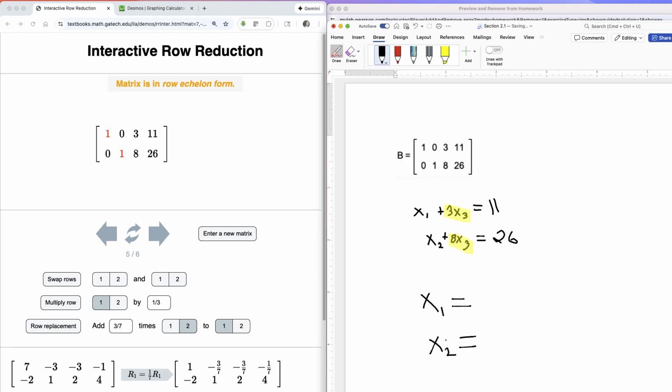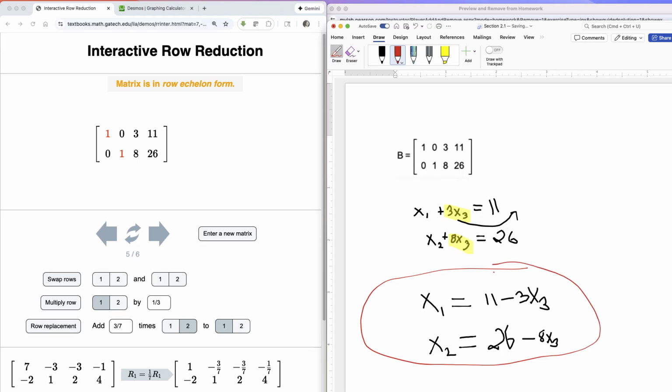x1 equals 11 minus, I subtract a 3x3 on both sides, right? And that brings it over here. I do this one also: 26 minus 8x3. So these are the two equations now. Choose any number you want for x3, then you get x1 and x2. That's what this is saying.